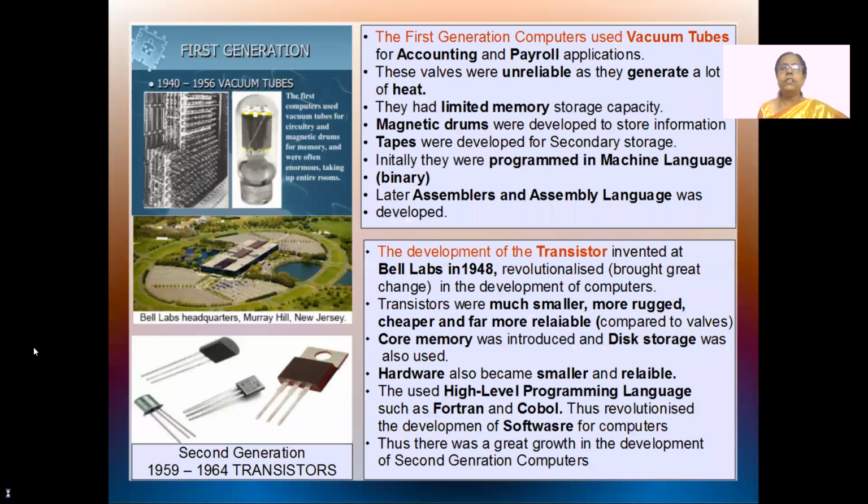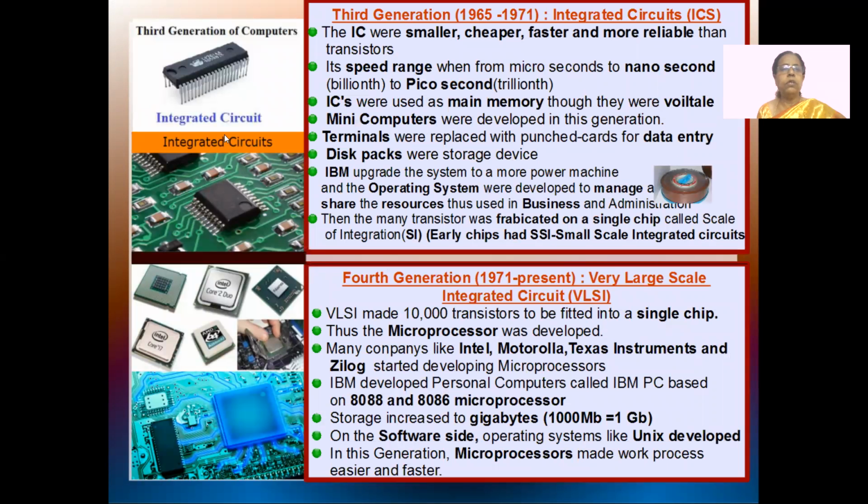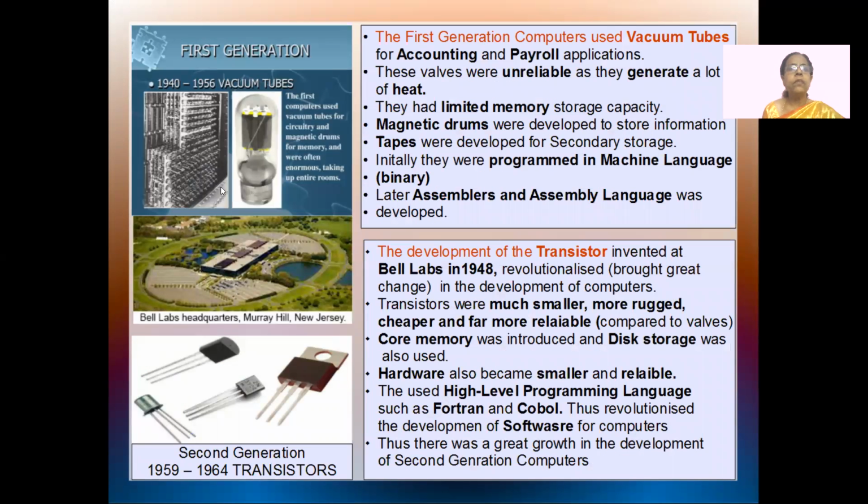Okay, the first generation computer was from the year 1940 to the year 1956. The first generation computers used vacuum tubes, which are really very huge, right? They used vacuum tubes for circuitry, and magnetic drums were used for memory. They were often enormous. They were so huge that they took up an entire room.